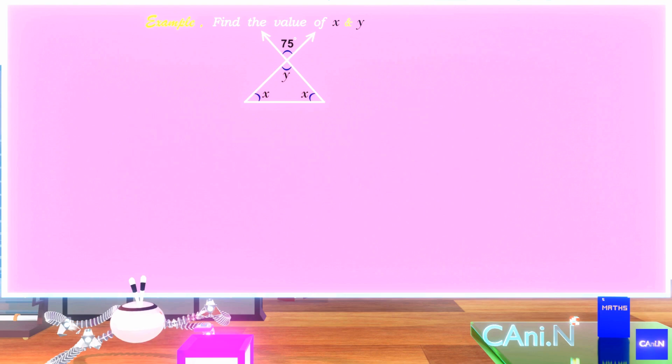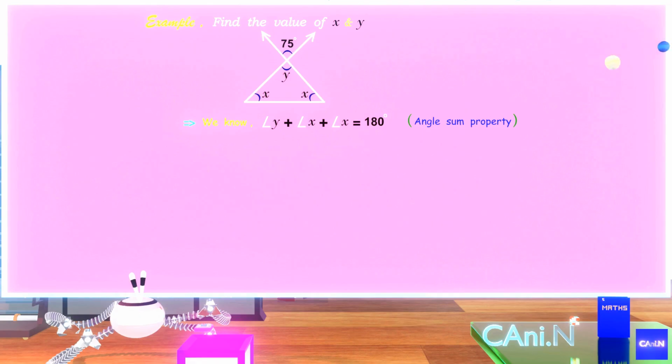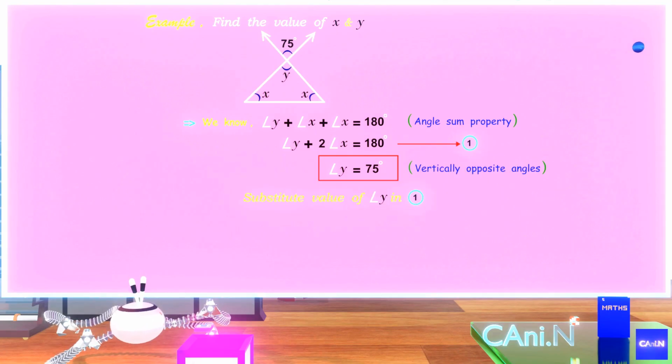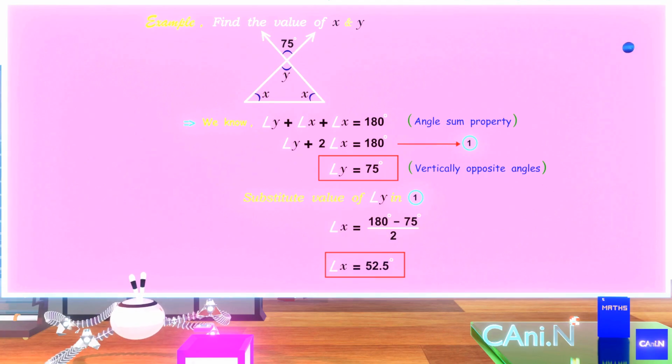Example. Find the value of x and y. From the figure, we know angle y plus angle x equals 180 degrees, that is, a linear pair. So, angle y plus 2 times angle x equals 180 degrees. Now, angle y equals 75 degrees, from the figure, vertically opposite angles. Substituting the value of angle y in 1, we get angle x equals 52.5 degrees.